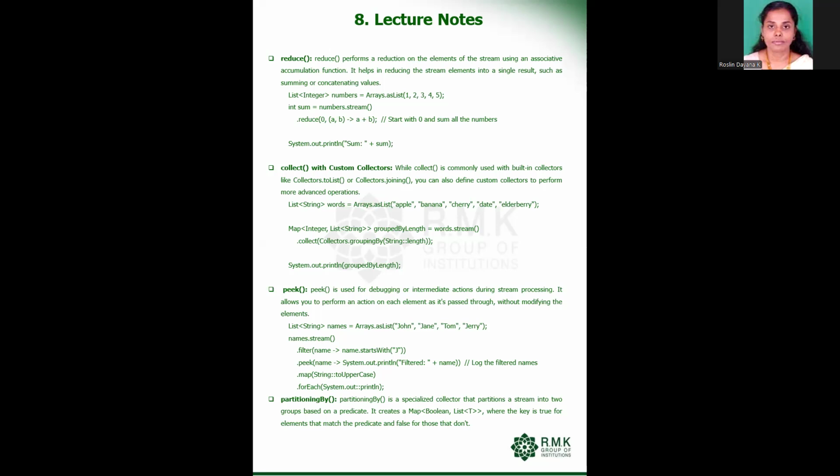Partitioning by. This method is a specialized collector that partitions a stream into two groups based on a predicate. So a condition will be there, and based on that the grouping will be done. It creates a map, Map of Boolean comma List, where the key is true for elements that match the predicate and false for those that don't match. So in the map, we have a key and a value. The key will be true or false, and the value will be a list of values.